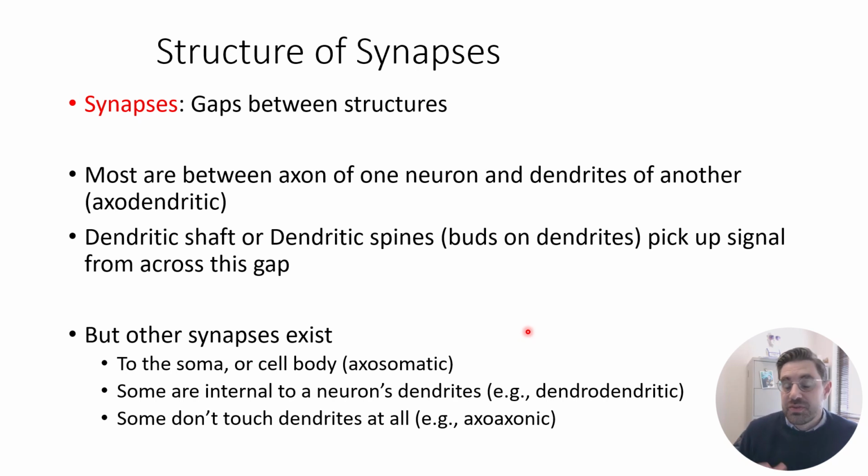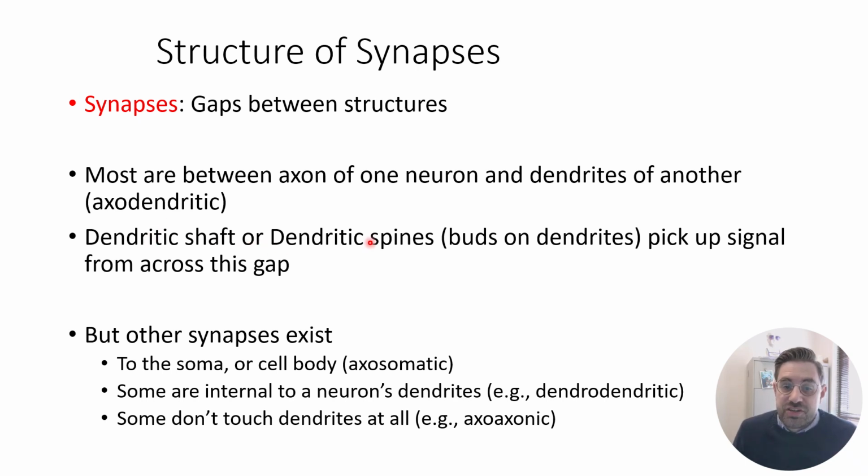As I mentioned, synapse just means a gap. It's the space in between two neurons or two structures, maybe a neuron and a muscle, for example. It turns out that neurons don't directly touch each other, and there's this gap in between. Most of these synapses are going to be between one neuron and the dendrites of another one. The dendrites hanging off the soma typically receive signals from the terminal of the axon of another neuron. The technical name for that is axodendritic.